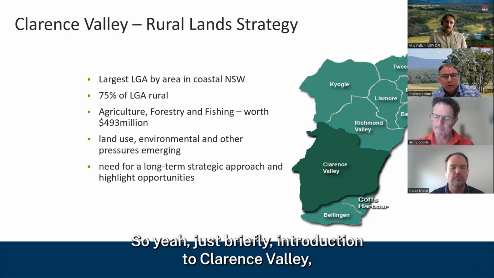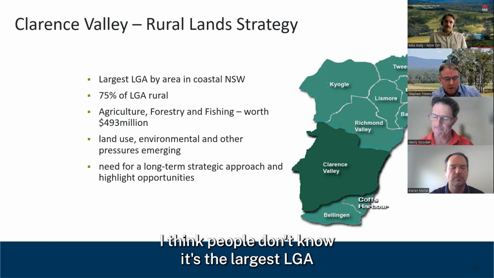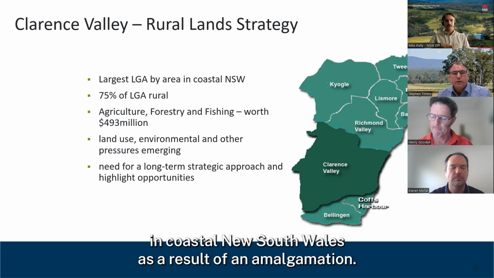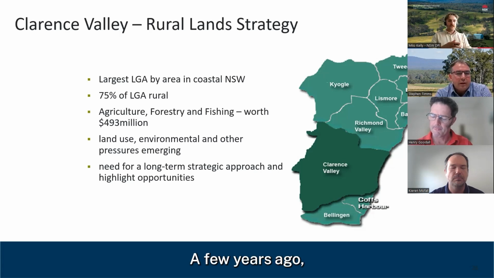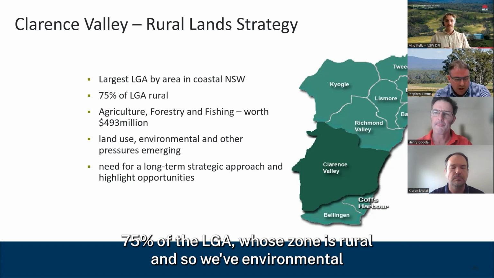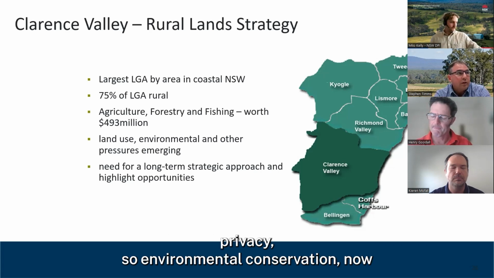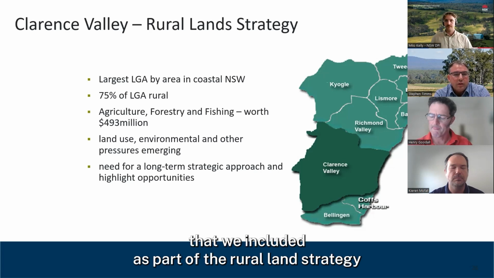Just briefly, an introduction to Clarence Valley, in case people don't know. It's the largest LGA in coastal New South Wales as a result of a whole lot of amalgamation a few years ago. 75% of the LGA is zoned as rural, plus some environmental or previously zoned environmental conservation land that we now include as part of the rural land strategy.